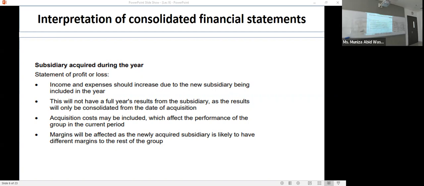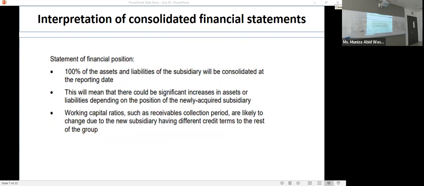So the margins of the subsidiary are also going to affect the margins, the gross profit and the net profit margins of the parent company as well. In the case of SOFP, 100% of the assets and liabilities of the subsidiary will be consolidated at the reporting period, like we did. When we consolidate the SOFP, 100% of the assets and liabilities of the parent and the subsidiary are being accumulated.